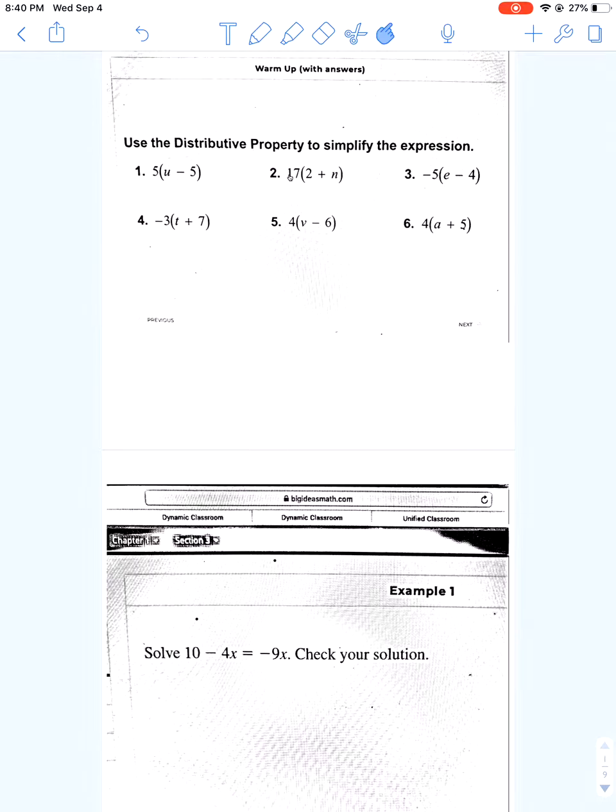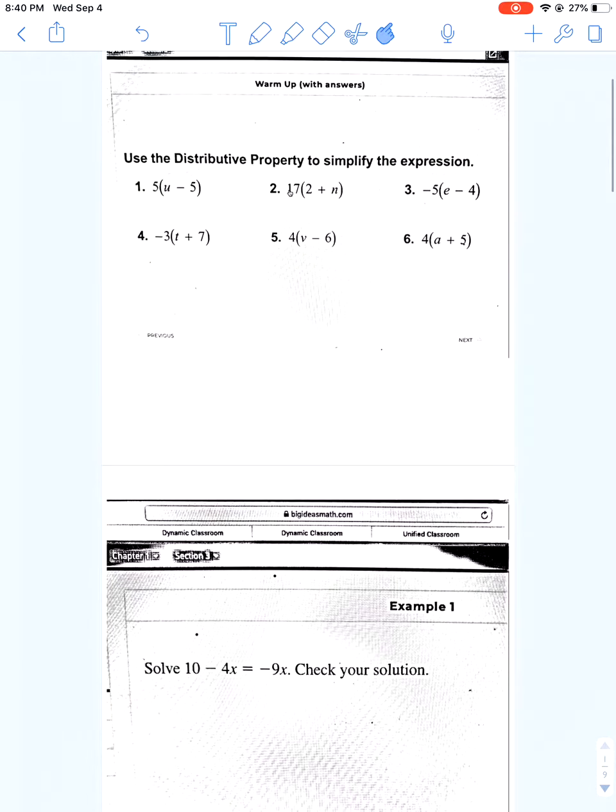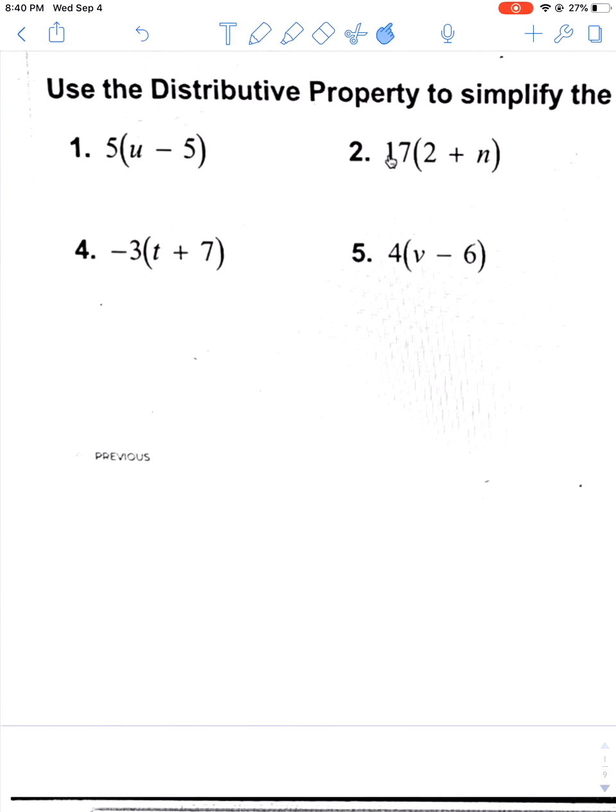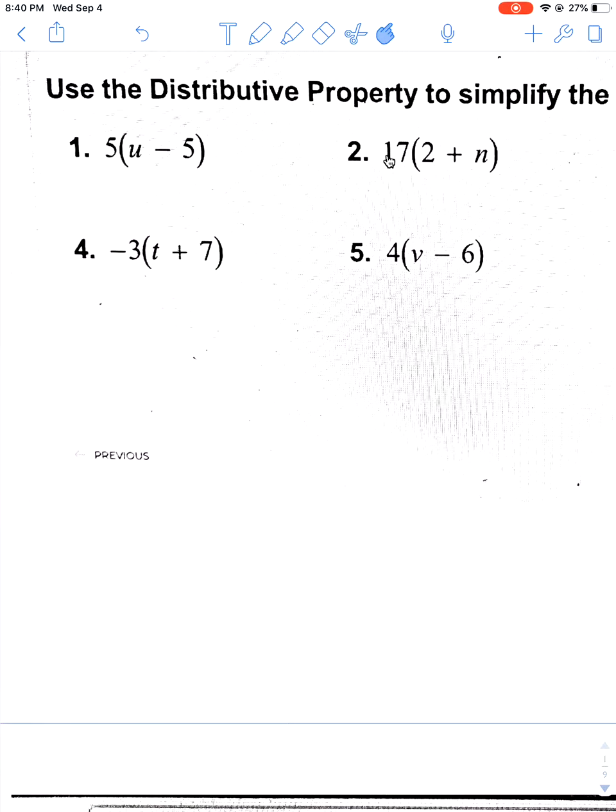So what we need to do for our warm-up today in section 1.3 is distribute. When we distribute, we're just multiplying the number on the outside times everything on the inside. I like to do this by drawing some arrows.